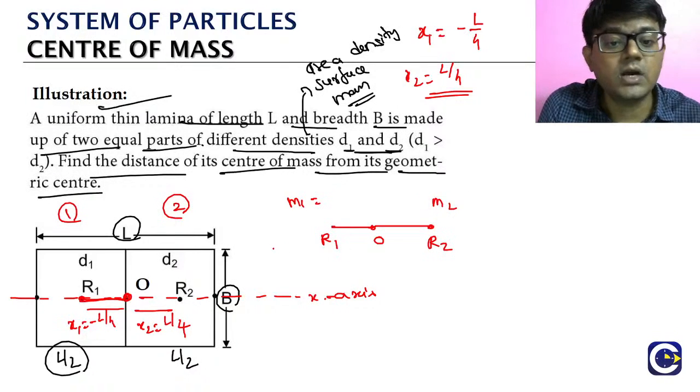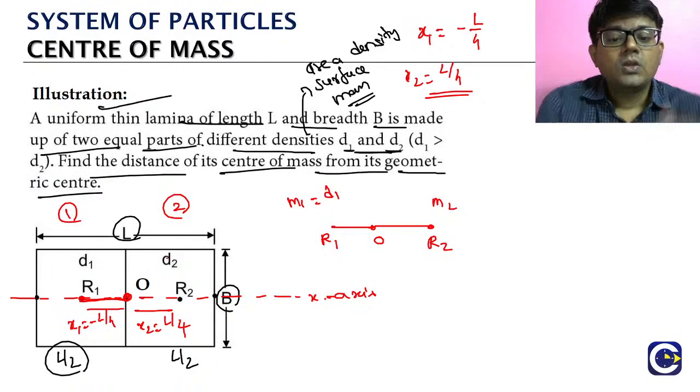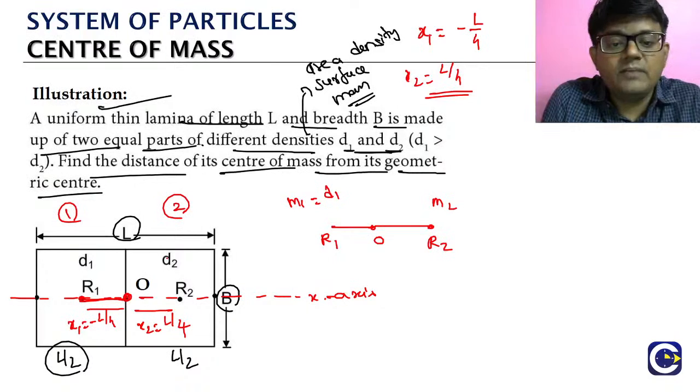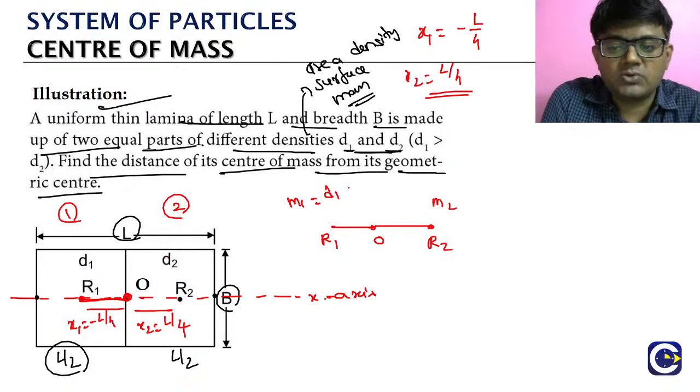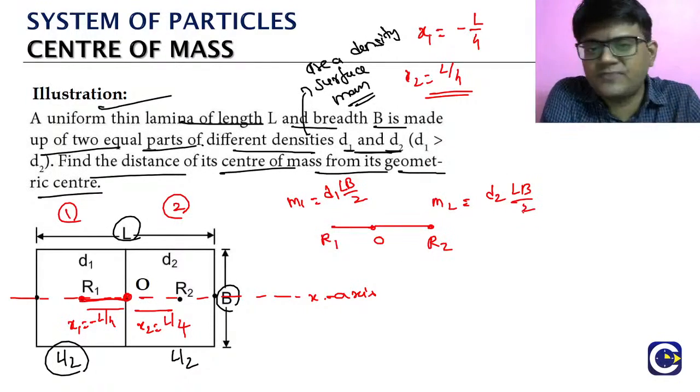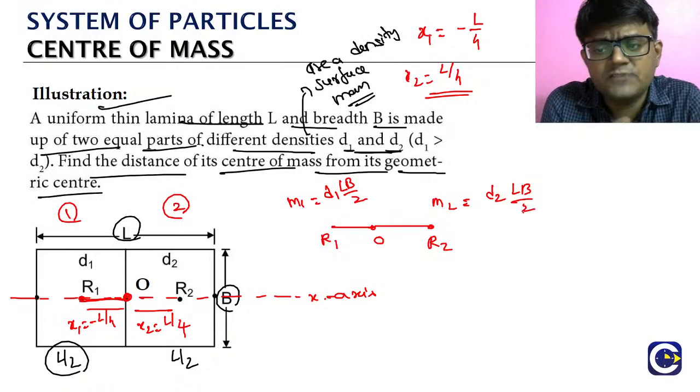So m1 will be what? The density d1 is given. So m1 is d1 into the total area, which is L into b. Half is for part 1 and half is for part 2, so d1 into lb by 2. Similarly, m2 is d2 into lb by 2, because half the area is for part 1 and half for part 2. That is the m1 and m2 value.